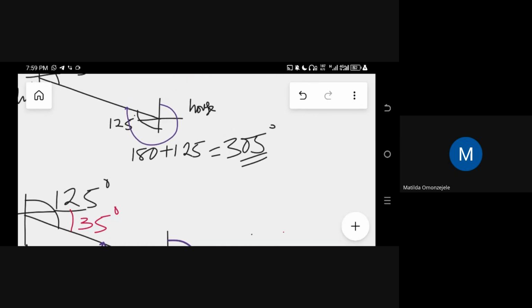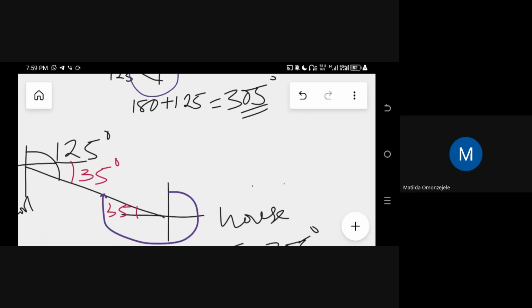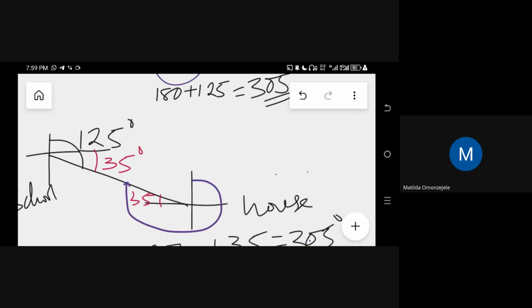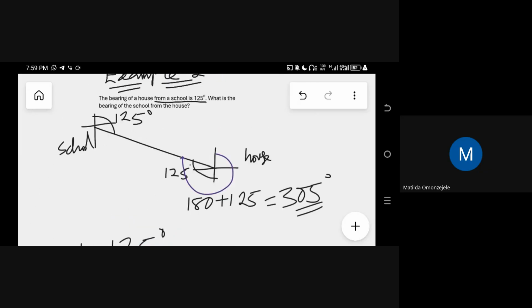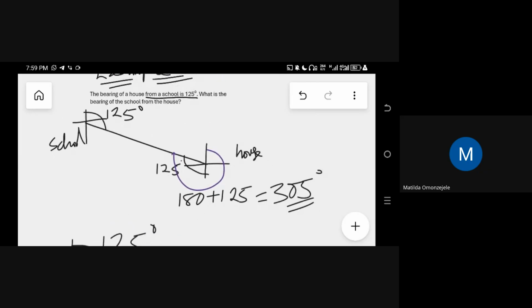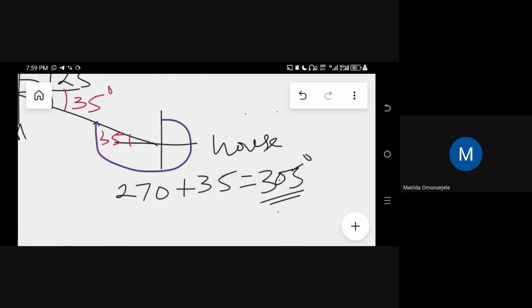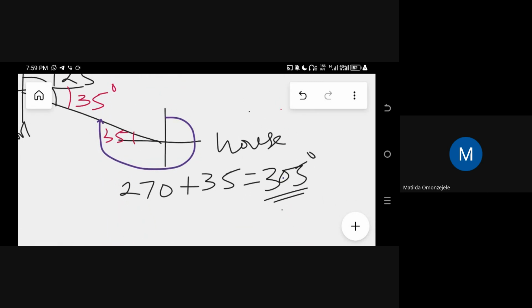Just like we got at the top. At the top, we used another method, and we still got the same 305. But if you like to make your alternate angle smaller, you want to break it down, you can also do that, and you must have the same answer. So the bearing of the school from the house is 305 degrees. Do you understand this now, Matilda? Yes, sir.